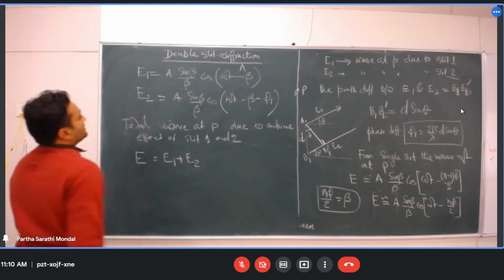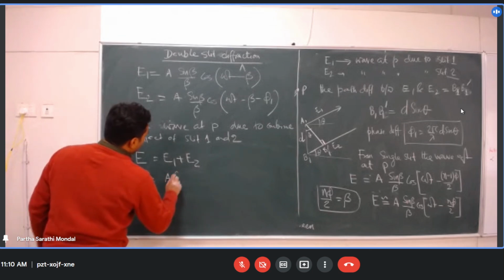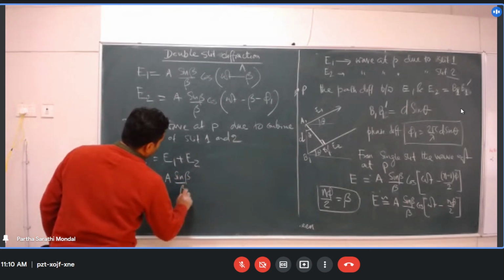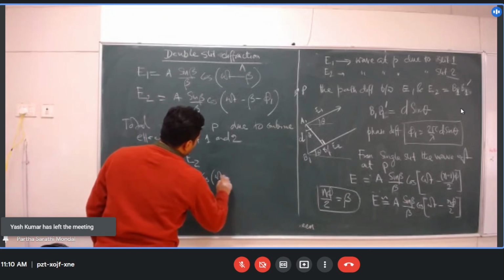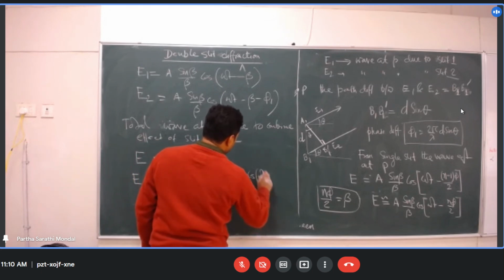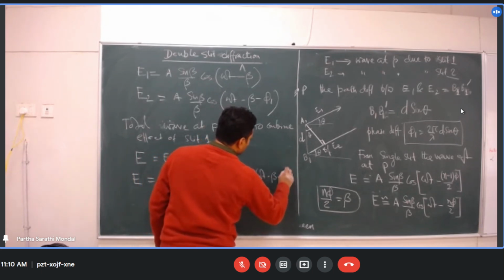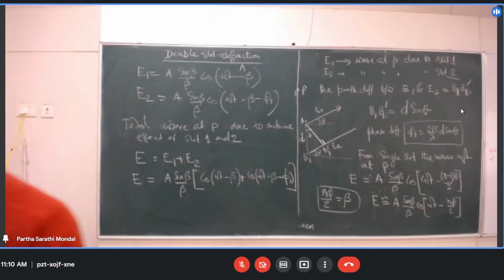तो आप इसको कर सकते हैं घर में. So if we take sin beta by beta common, तो cos omega t minus beta plus cos omega t minus beta minus phi. So tomorrow we will do that from here.